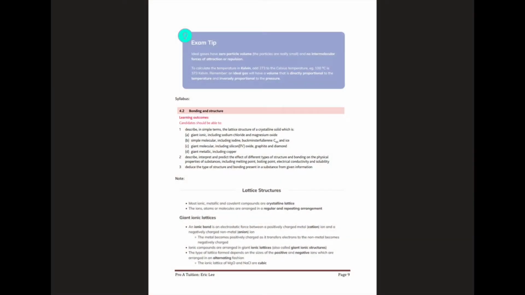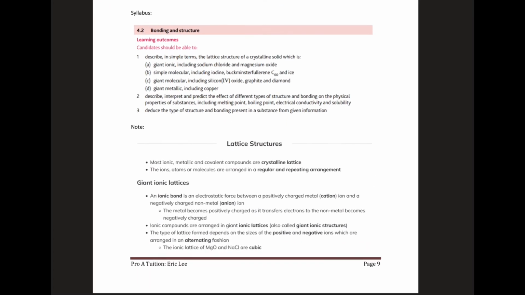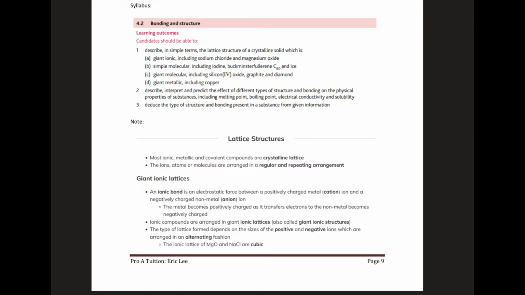Now let's see. 4.2 is about bonding and structure. So first we start off with lattice structures. What they said here is that most ionic, metallic and covalent compounds are crystalline lattices. So that means the structures keep repeating. Okay, keeps repeating.